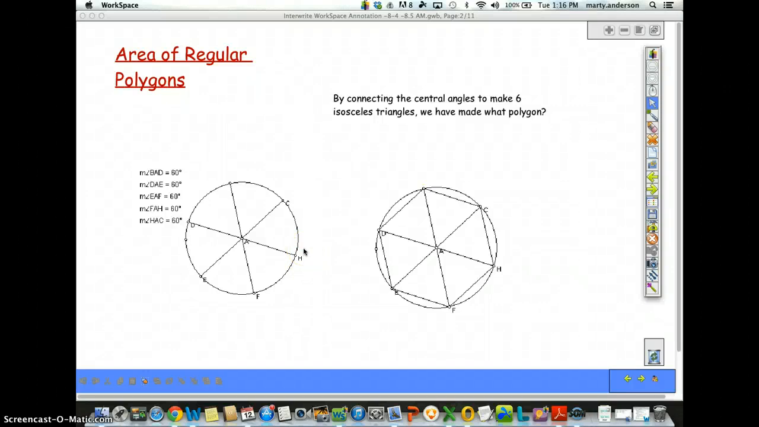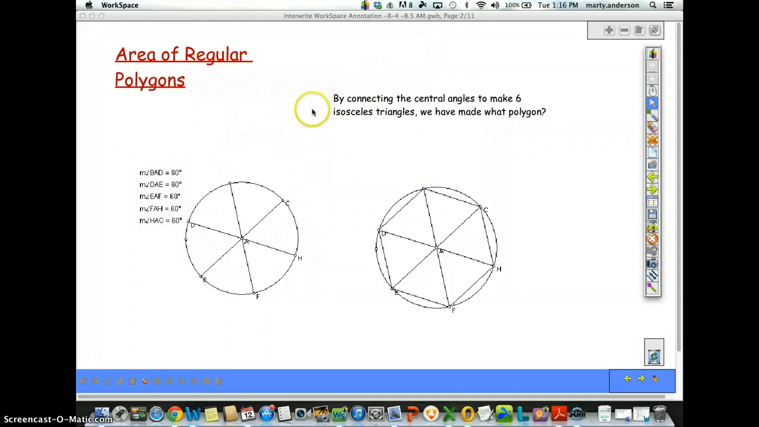We're going to talk about 8.4 and 8.5 today. 8.4 is areas of regular polygons. 8.5 is areas of circles. 8.4 is something that you may have seen before, but a little bit more difficult than the circle stuff that you've dealt with in the past.